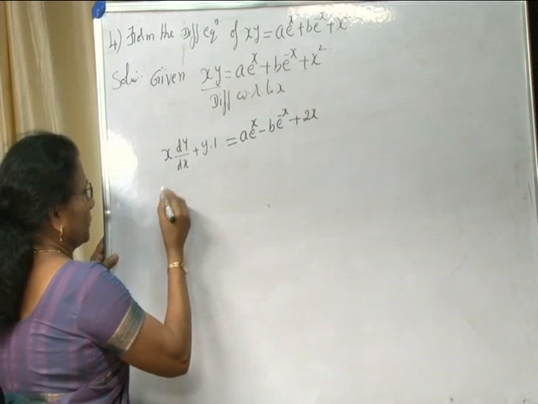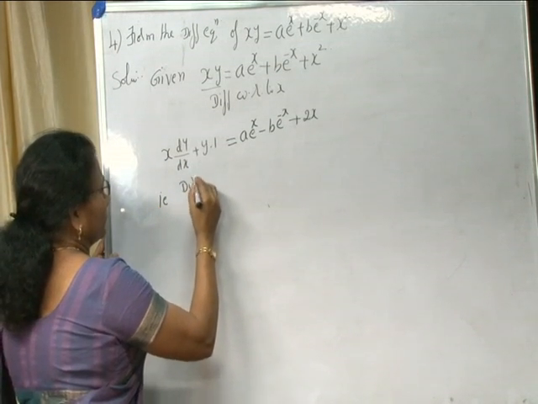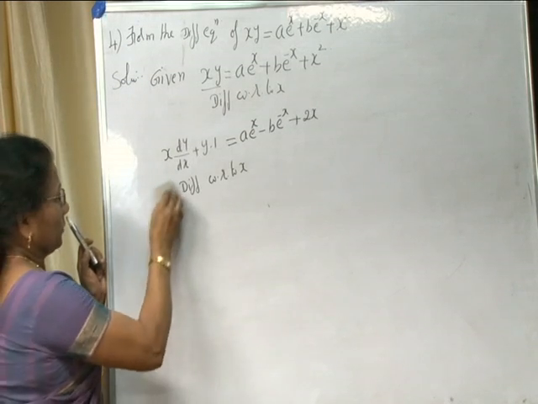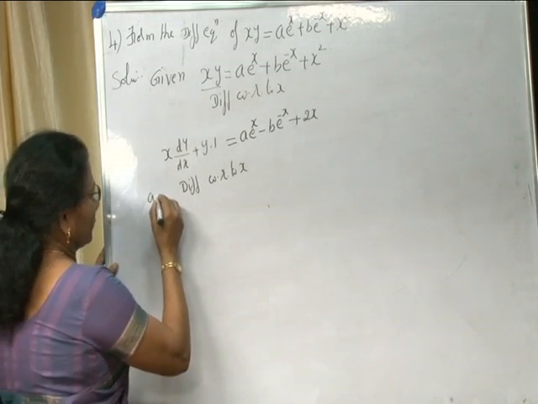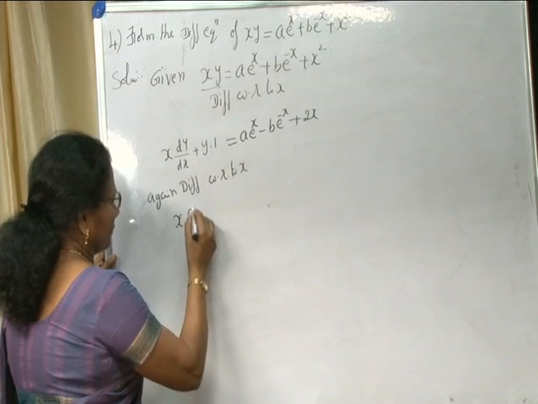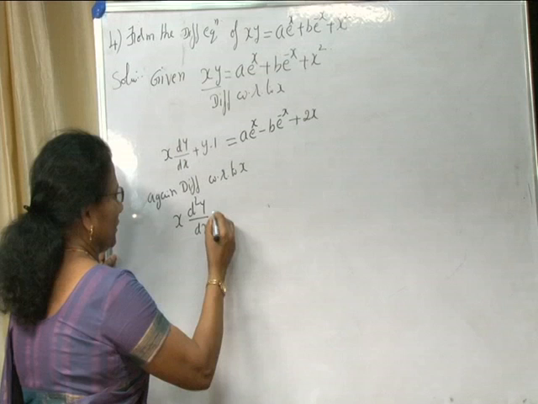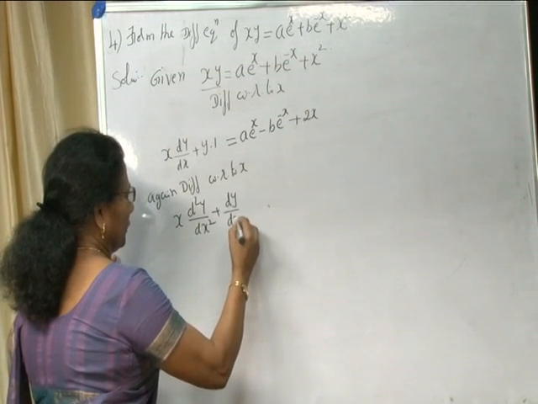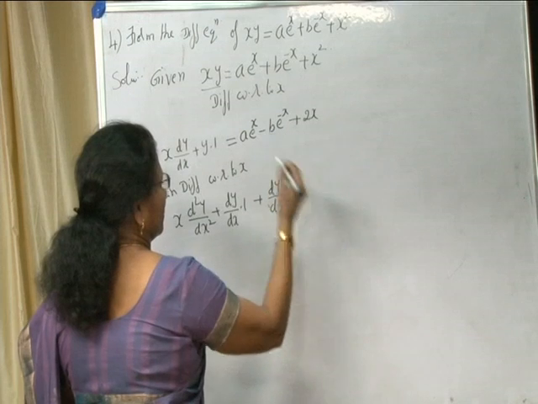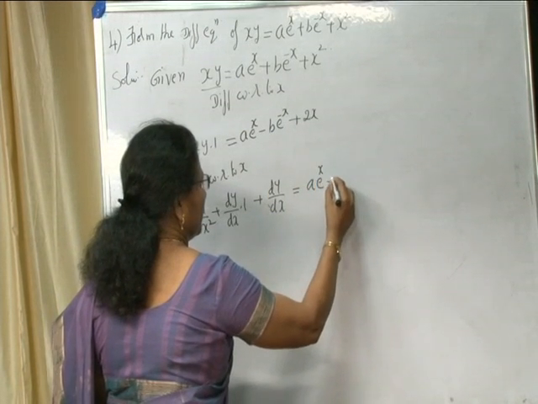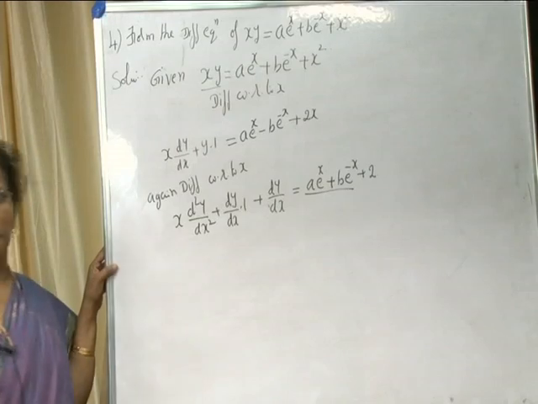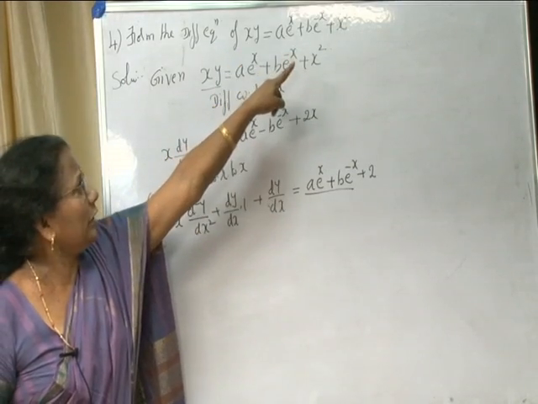Again differentiate with respect to x. First one keep it as it is, d squared y by dx squared, plus second one keep it as it is, derivative of x is 1, plus derivative of y is dy by dx. So on the RHS, a into e to the power of x, minus into minus plus, we are going to get plus 2. See this. So this value is equal to xy minus x squared.